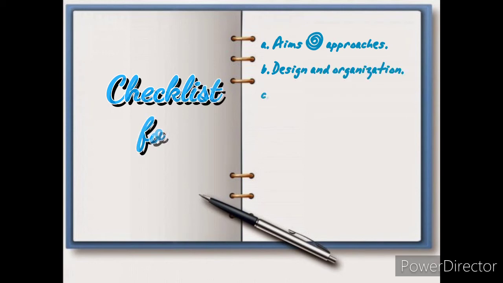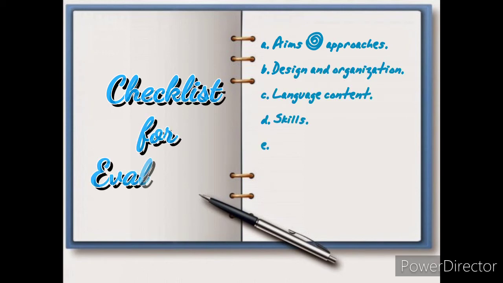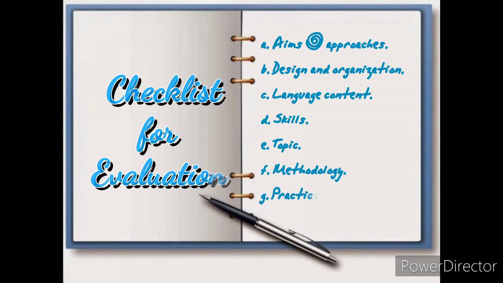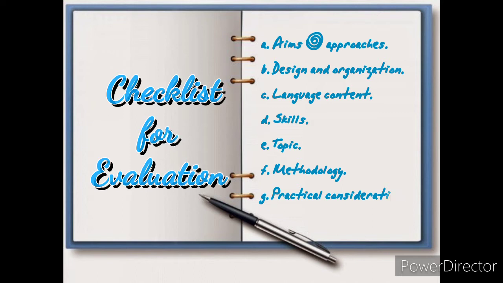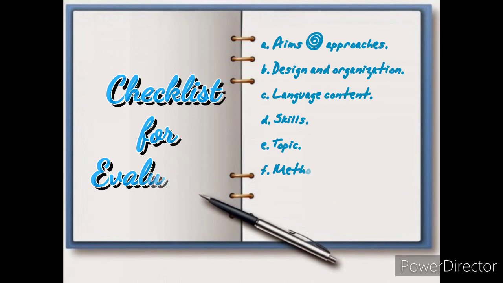There are 7 categories. First, aims and approaches. Second, design and organization. Third, language content. Fourth, skills. Fifth, topic. Sixth, methodology. And last, practical considerations.